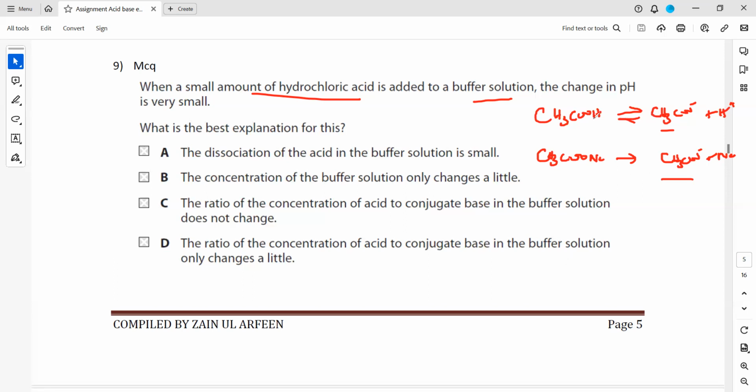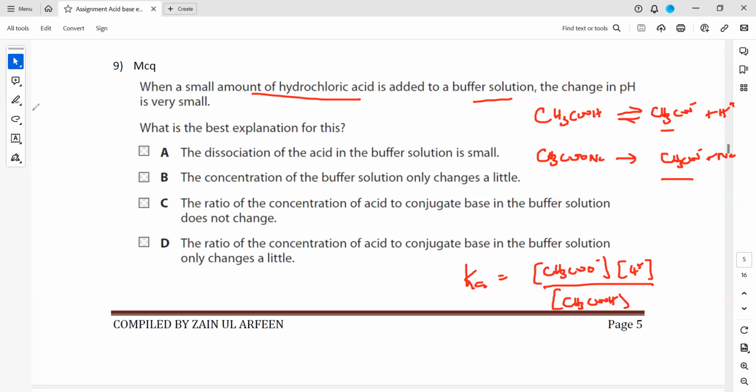And when we write the equation for the first reaction, when we write the value for Ka, K is the product divided by the reactant. So what is the product? The product is CH3COO minus and hydrogen ions. And what is the reactant? The reactant is the acid, CH3COOH.